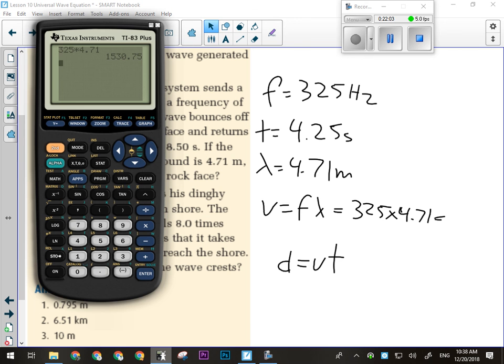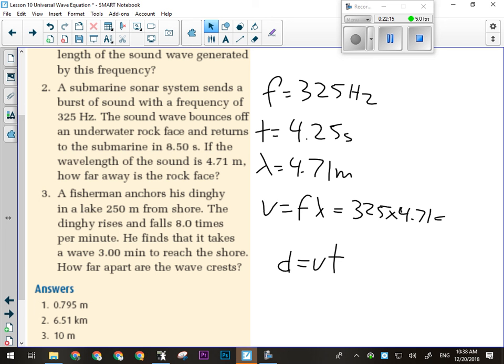All right, so I'm going to take that number, multiply by 4.25, and I'm going to get that the rock face is 6.5 kilometers away, or 6.5 times 10 to the 3 meters, because we only have 3 significant figures in that question. Everybody all right with that one?